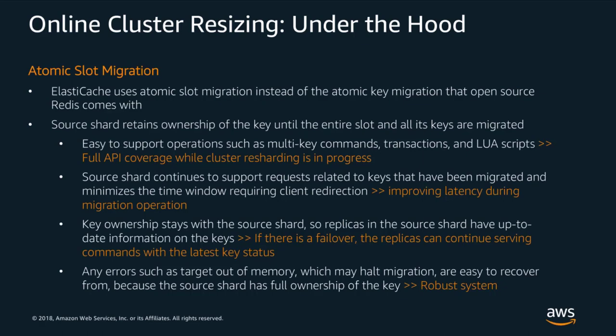Now, the other benefits from doing this atomic slot migration come from improved robustness in the system. So let's say there is a failover during this whole migration process. As the key ownership stays with the source shard, the replicas in the source shard have up-to-date information on the keys. And so if there is a failover, the replicas can simply continue serving the commands with the latest key status. Any other errors, such as if the target shard goes out of memory, or other errors which may halt migration, are much easier to recover from and are handled seamlessly within this whole online cluster resizing process itself.